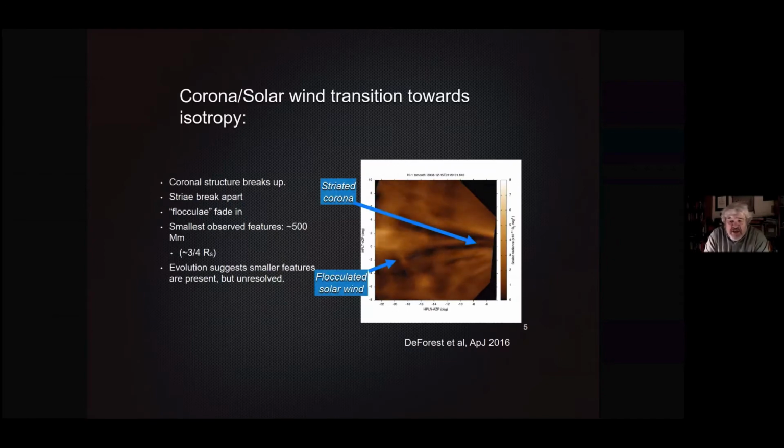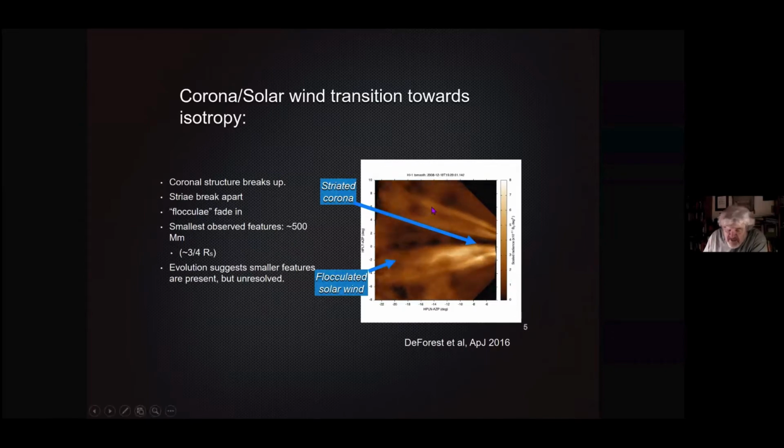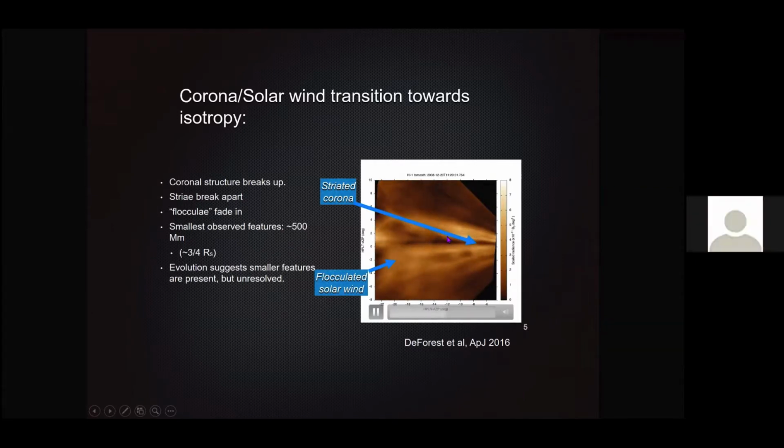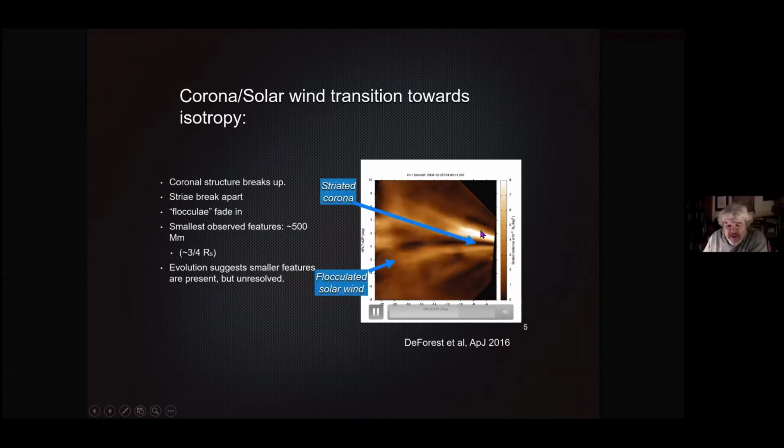Yet another set of images, this one also from STEREO, in this case using the STEREO heliospheric imager, which is a variation on a coronagraph with extreme sensitivity, such that you can actually observe the solar wind moving at 30 or 40 solar radii in this picture, maybe even up to 50 solar radii. Of course, you're seeing Thomson scattering in the direction perpendicular to the image.